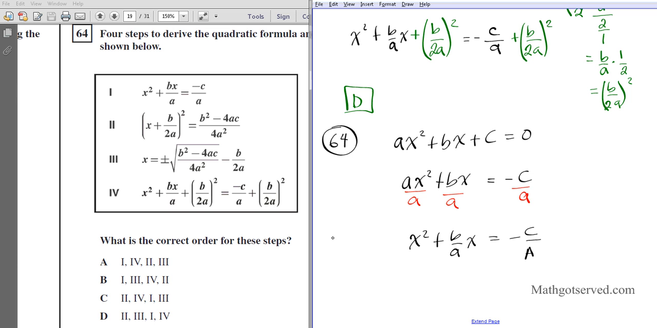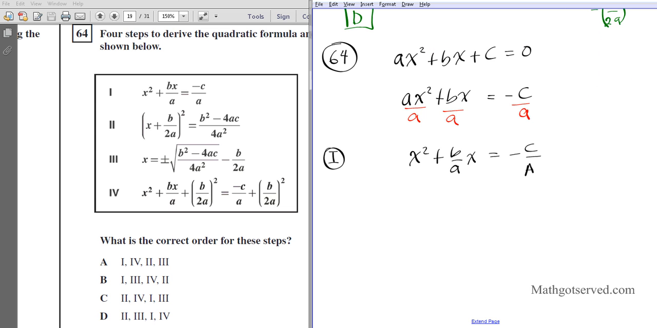And then we are going to end up with step number 1: x squared plus b over a x equals negative c over a. So number 1 is the first correct answer. So we know that c and d cannot be the answer, so we can eliminate those. Our answer is going to be a or b. Now what we're going to do next to complete the square is like what we did in question 63. You add b over 2 squared to both sides. So b over 2 squared, in this case, is going to be b over 2a squared.